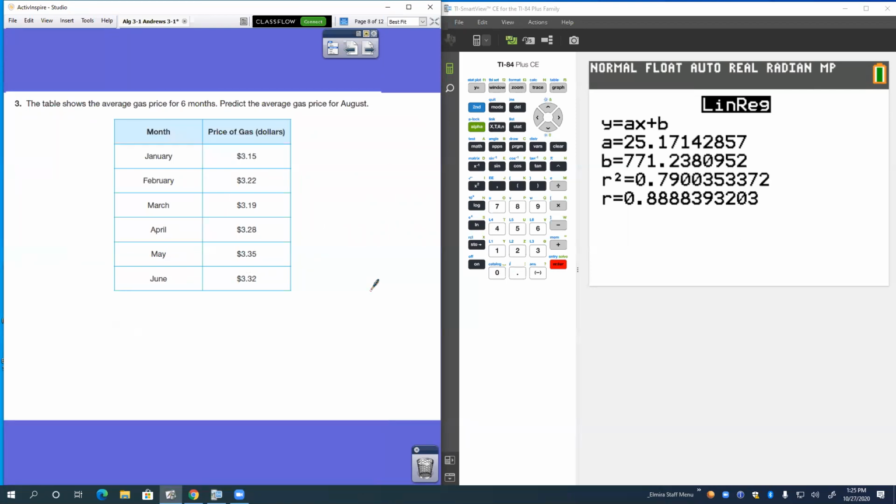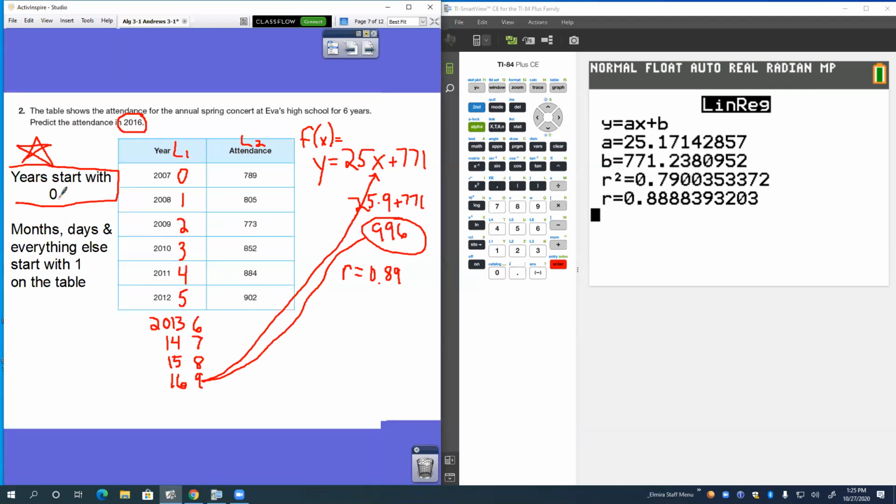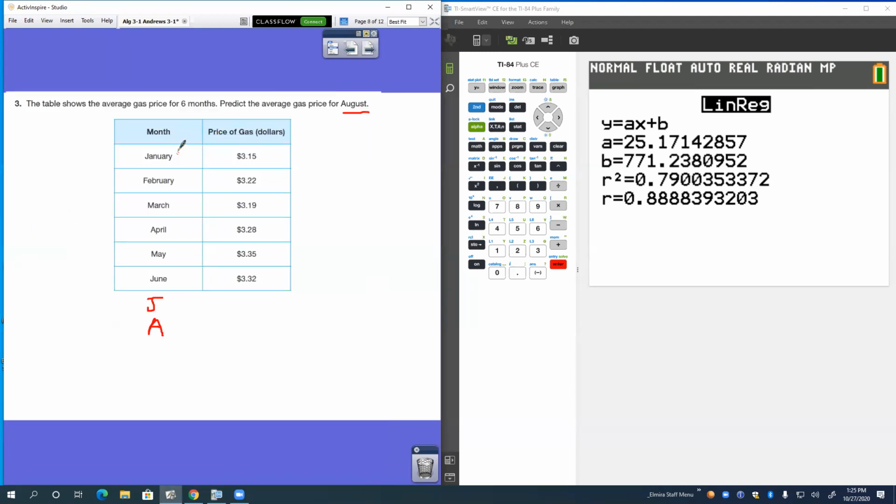So number 3 says the table shows the average gas price for 6 months. Predict the average gas price for August. So we have January, February, March, April, May, June. The next month would be July, and then we would have August. So remember what we said on the last slide, years start with 0. Months, days, and everything else start with 1. So January is going to be 1. Years are the only thing that start with 0. February would be 2, March would be 3, April 4, May 5, June is 6, July is 7, and August is 8.